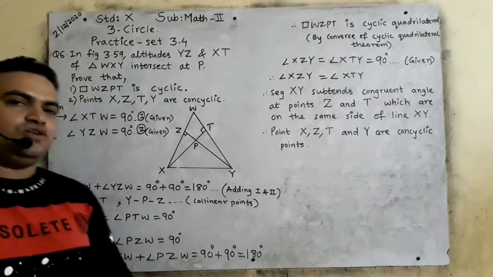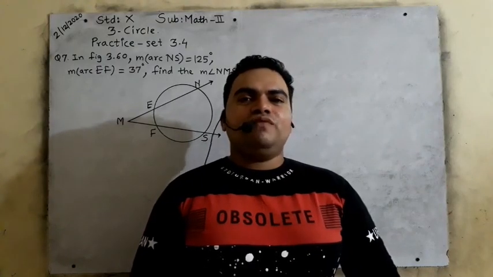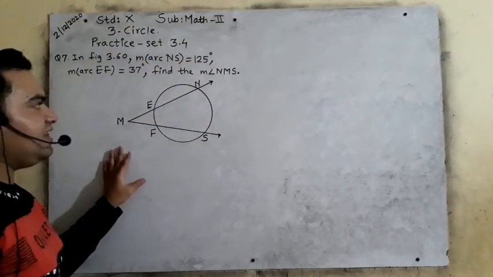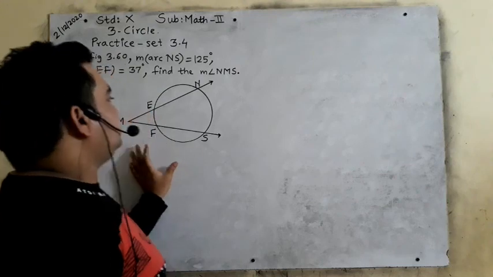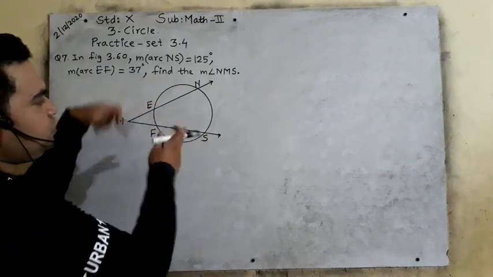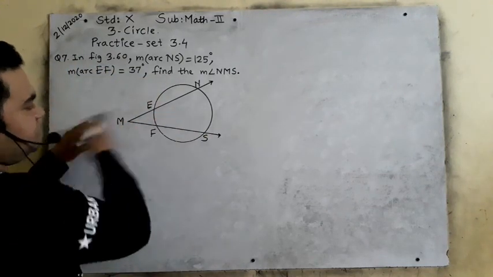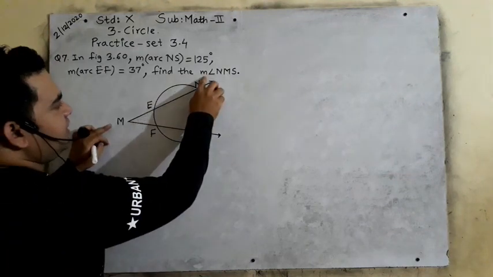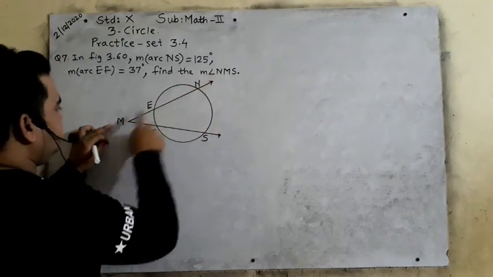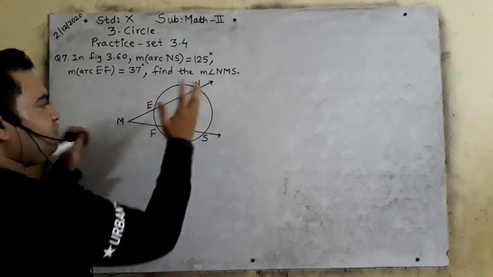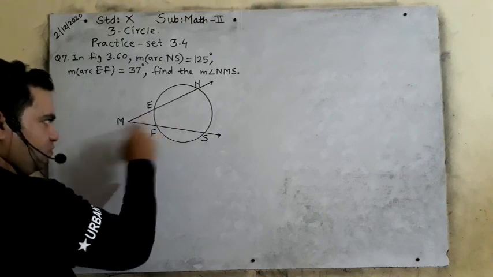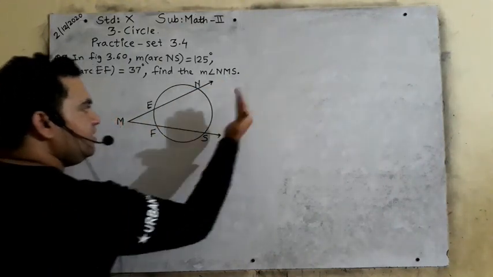Now we will see the next question. So dear students, now we will see question number 7. Please look at the board. Yesterday I explained this. There is a circle and there are two secants which are intersecting each other outside the circle. So there will be an angle, that is, angle NMS. If you see this kind of figure, there are two arcs. One is bigger, one is smaller. One is ahead and one is behind.